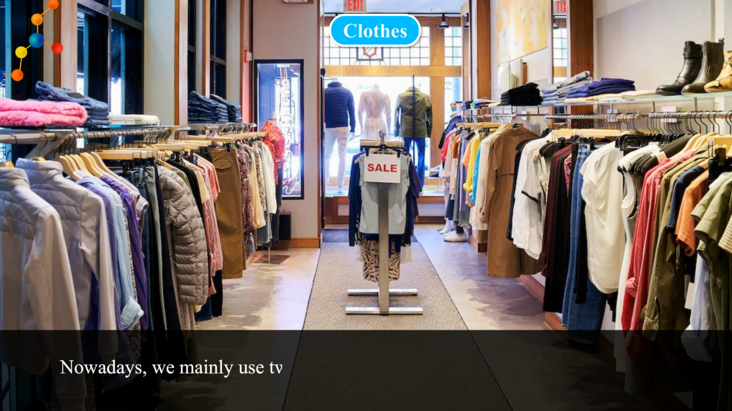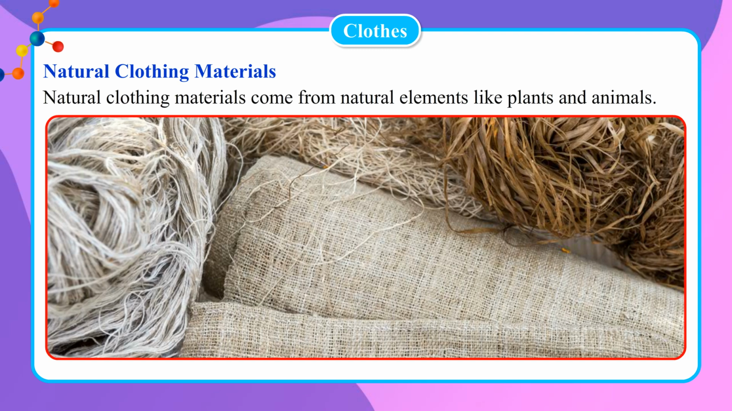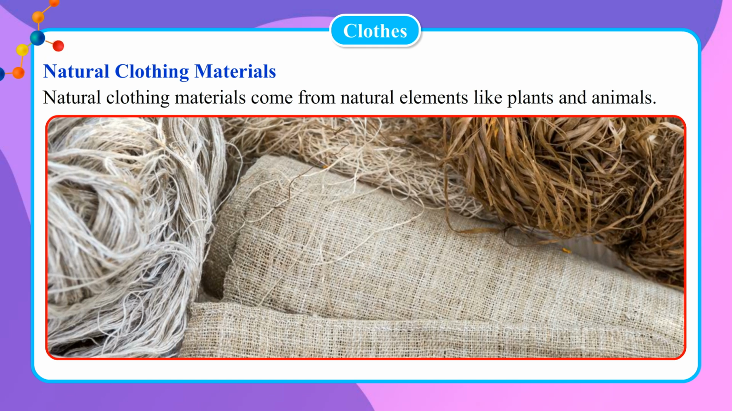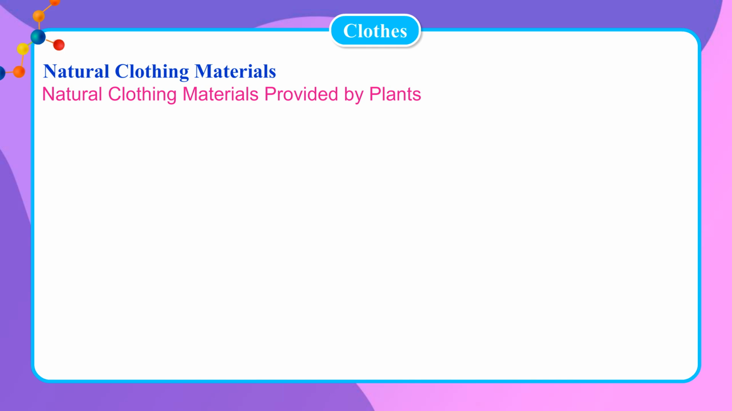Nowadays, we mainly use two types of clothing materials to make our clothes. Natural clothing materials. Natural clothing materials come from natural elements like plants and animals. We can divide natural clothing material into two groups. Natural clothing materials provided by plants.